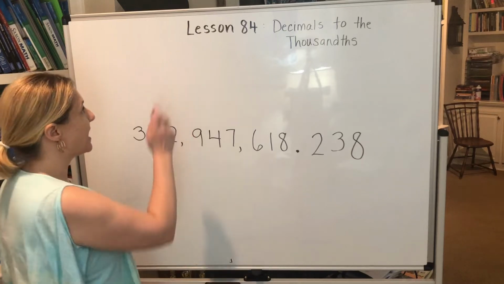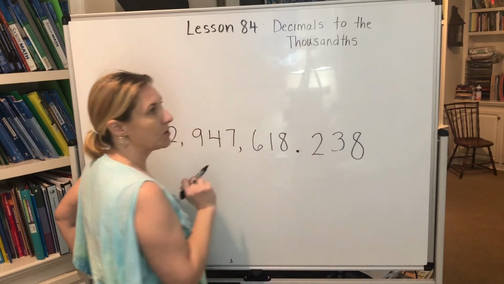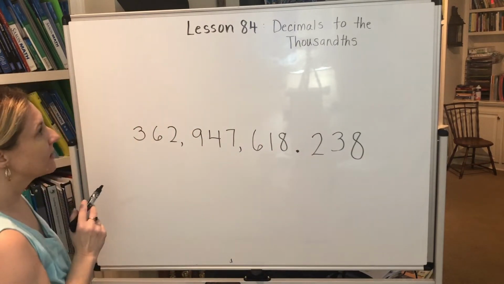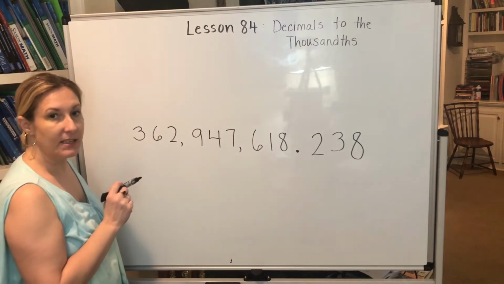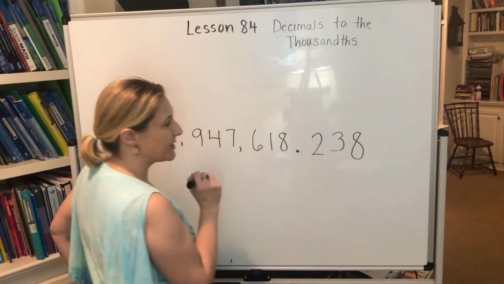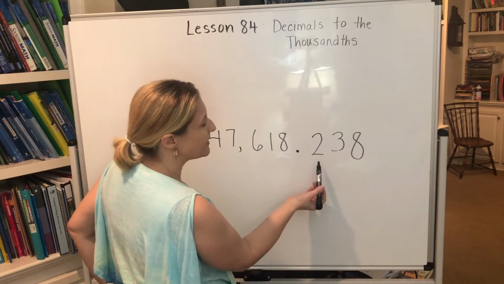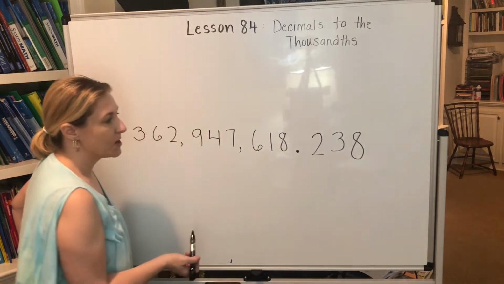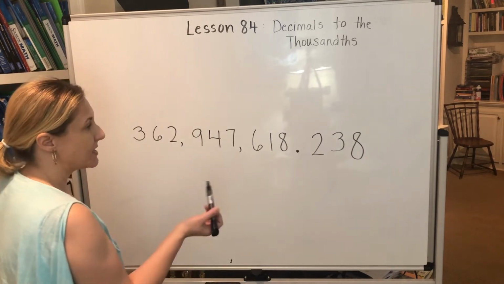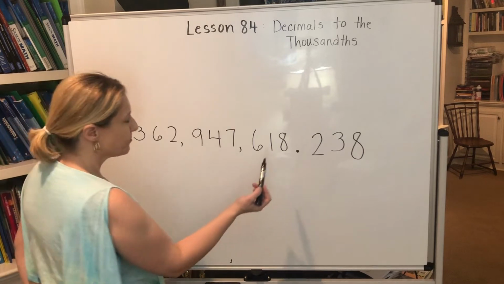Today is lesson 84, and we are going to review decimals to the thousandths. I know we've talked about this in class, but I think we have gone mostly to the hundredths. We have spent a lot of time on tenths, but I want to take you all the way to thousandths today, even though I know we've done it before. Let's just do it again, okay?